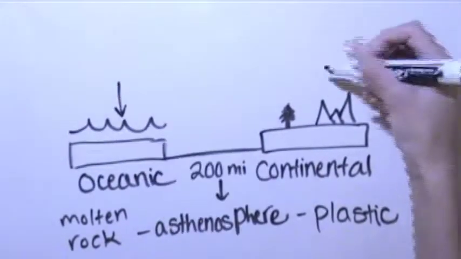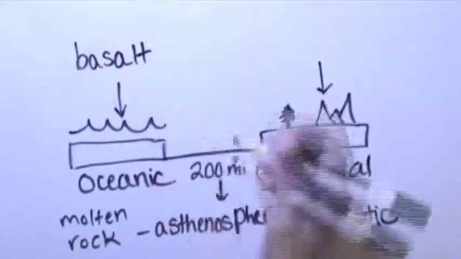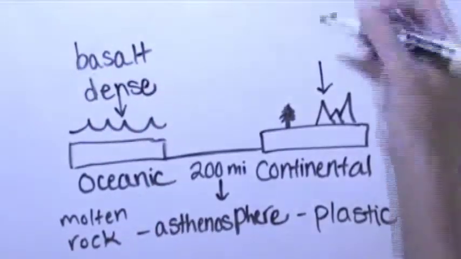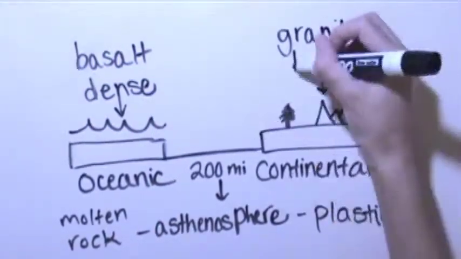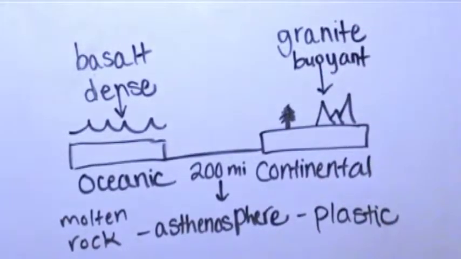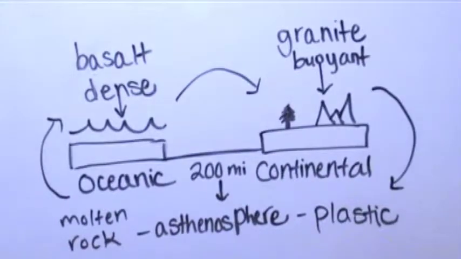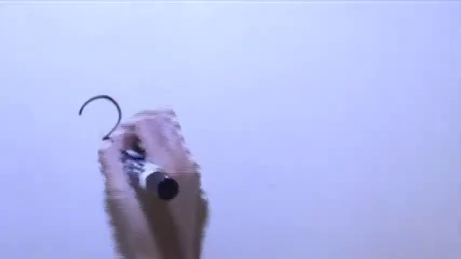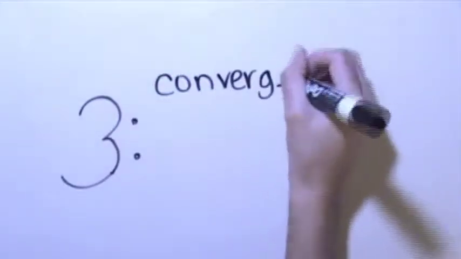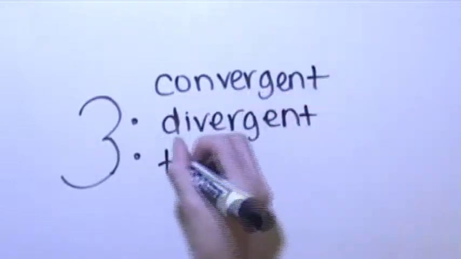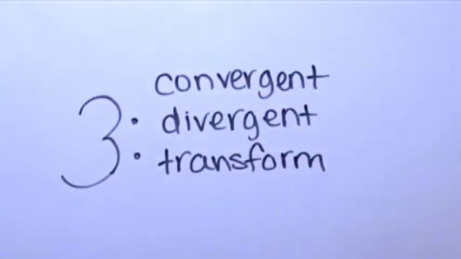Oceanic plates are made of basalt, which is very dense and brittle. On the other hand, continental plates are composed of granite, which is more light and buoyant. The composition of these plates plays a big factor in how they interact with each other. There are 3 kinds of boundaries where tectonic plates can meet: convergent, divergent, and transform boundaries.